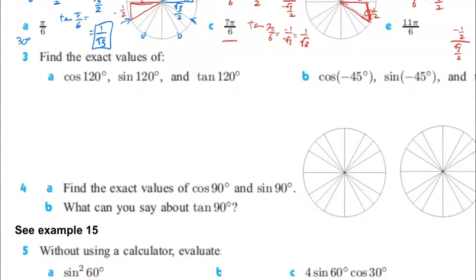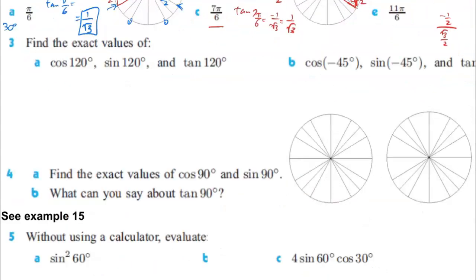Number 3, find the exact values of cosine 120, sine 120, and tangent of 120. Okay, so for this one, we are going to take angles in degrees and map them on the unit circle. So 120 degrees is slightly more than 90 degrees, right? So it would actually be this line right here, the triangle that corresponds to it. We just draw the vertical line down from there. And we're going to look for the sine, cosine, and tangent of this triangle.